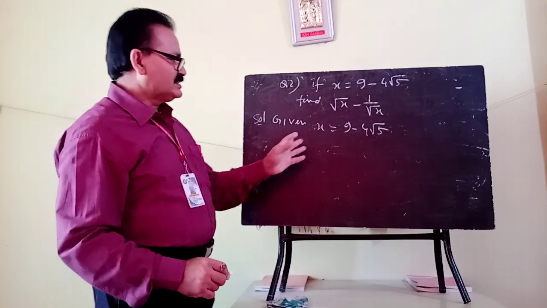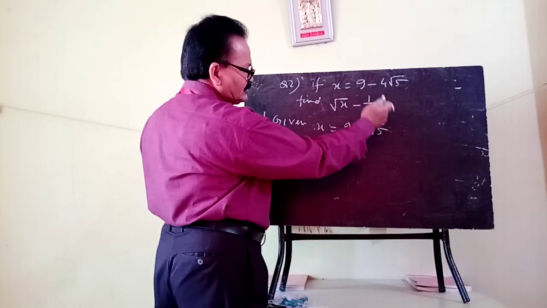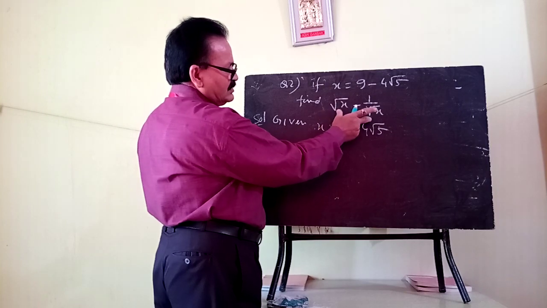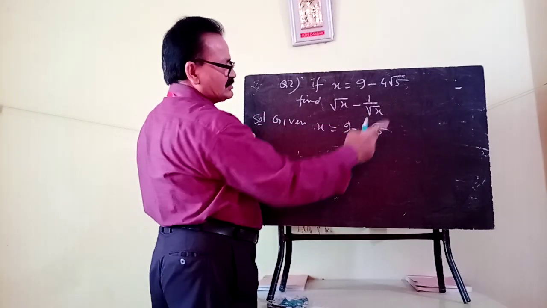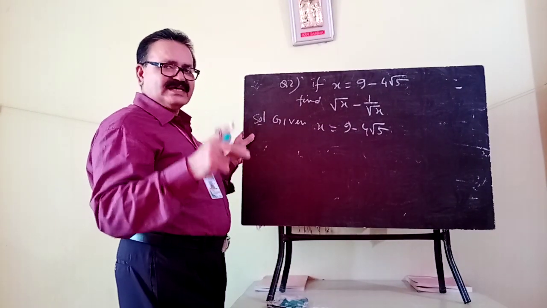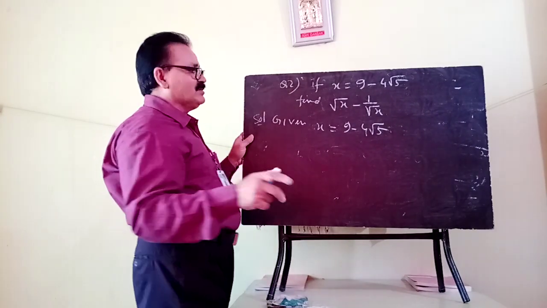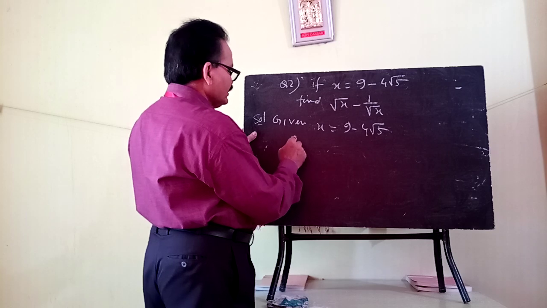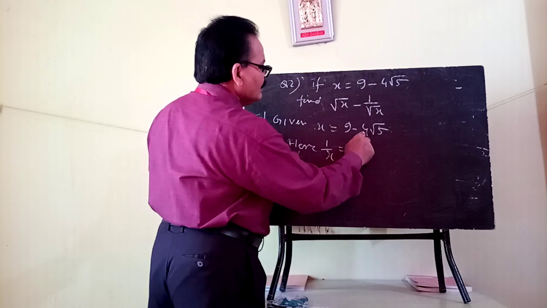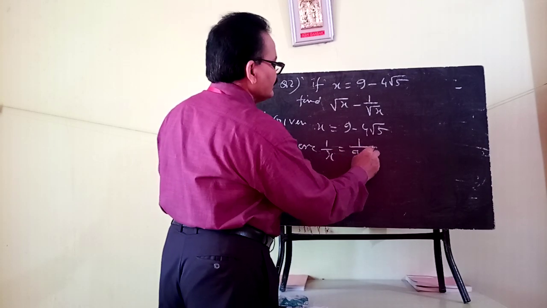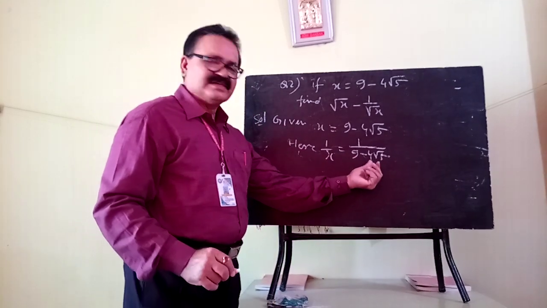Okay, x equals 9 minus 4 root 5. Now, what you will do is square this one. On squaring a minus b whole square, you will get x plus 1 upon x minus 2. So that means 1 upon x will come out. Now, if this is your x, then 1 upon x equals 1 by 9 minus 4 root 5.